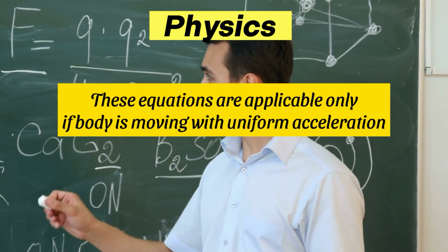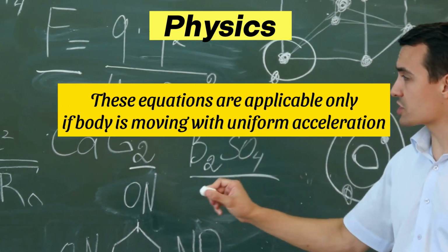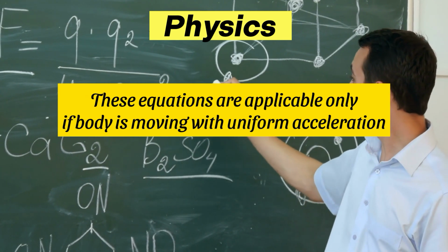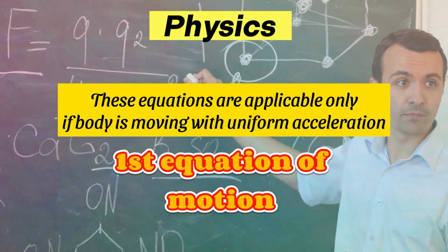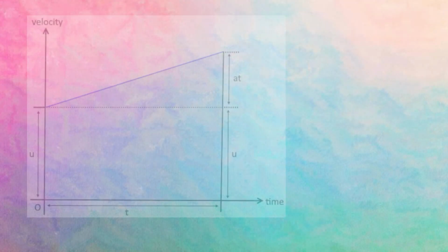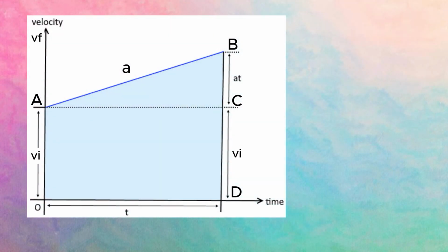This equation is only applicable if the body is moving with uniform acceleration. Let's start to derive the first equation of motion. We will use a velocity-time graph to find the first equation of motion.